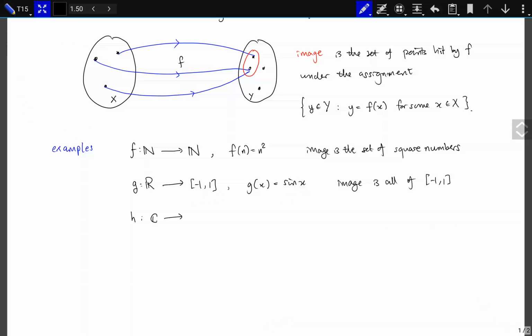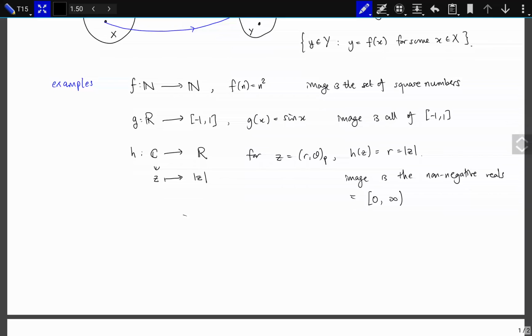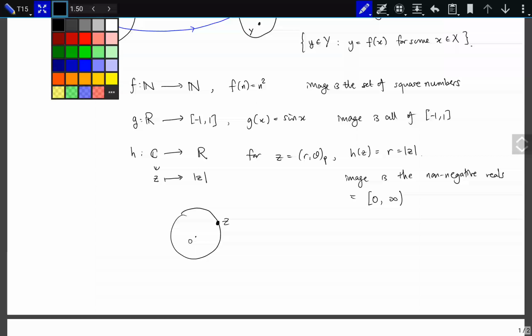A more complicated one, so we take a complex number, and for z is equal to r e to the i theta, this is any z in here. This is assigned to, we might also use this notation where it maps to the size of z. And in this case, the image is the non-negative reals. So it's those numbers from 0 up to infinity, non-inclusive, because infinity is not an element of the real numbers. It's just the sizes of a complex number. Pictorially, if I give you a complex number, z, this complex number gets mapped to the size, which is that length.